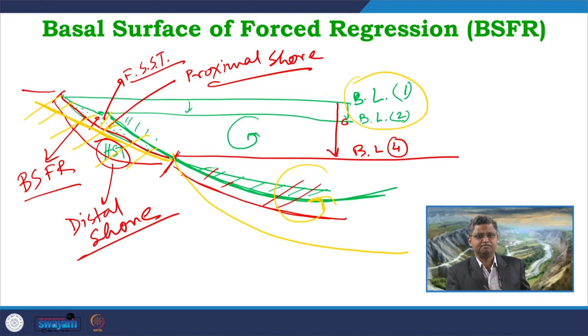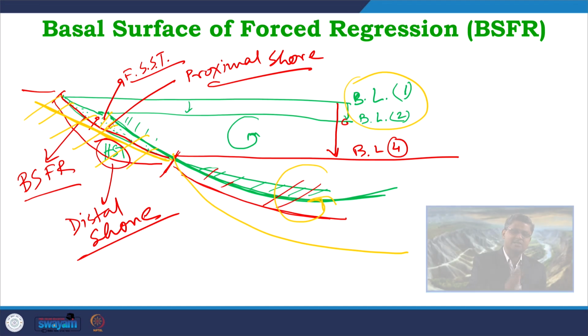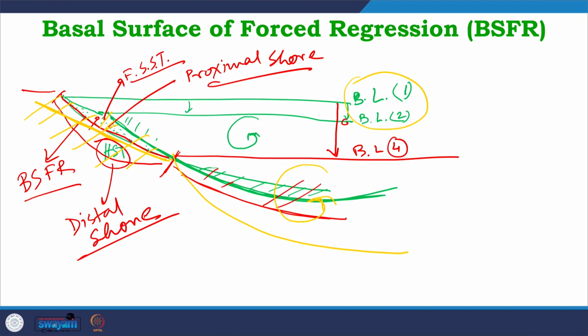BL1 or BL2 phase. So, when this base level fall is significantly high, its magnitude is very high, in those cases the chances of preservation of the basal surface of forced regression and the associated falling stage systems tract is very low. When the magnitude of fall of the base level is significantly low, the preservation potential of the basal surface of forced regression within shallow marine succession increases significantly. So, what we require is a low amount of fall in the marginal marine part, which can result in preservation of the BSFR.